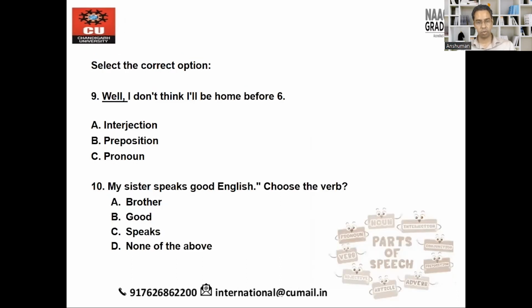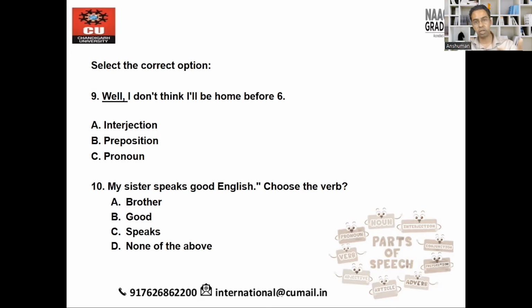Now let us see question number 9. Question number 9 says, well, I don't think I will be home before 6. Here there are 3 options: interjection, preposition, and pronoun. Always remember, students, interjection talks about feelings and emotion in a sentence. So if you remove these interjections, still a sentence can be framed without any grammatical error. In this sentence, we can see well. So well is talking about the emotion. So that is why it is an interjection.